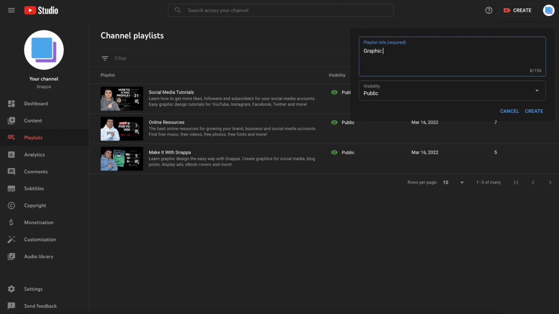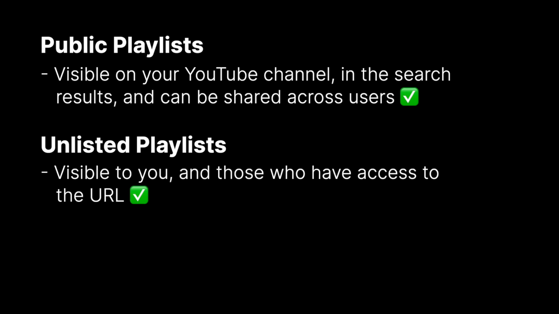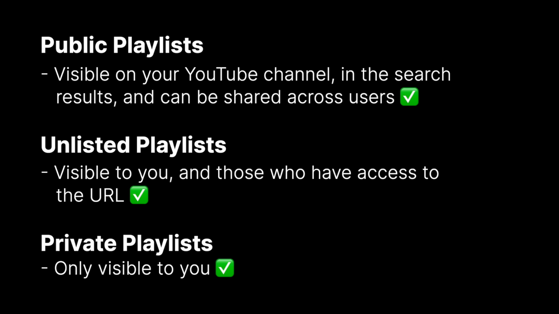You can then add in the title of your playlist and decide if you want it to be public, private, or unlisted. Public playlists will be visible on your YouTube channel, in the search results, and they can also be shared across users. Unlisted playlists will only be visible to those that have access to the URL, and private playlists are only visible to you.